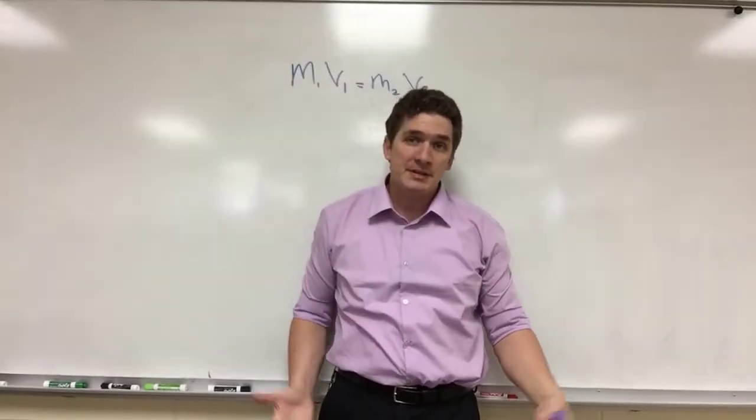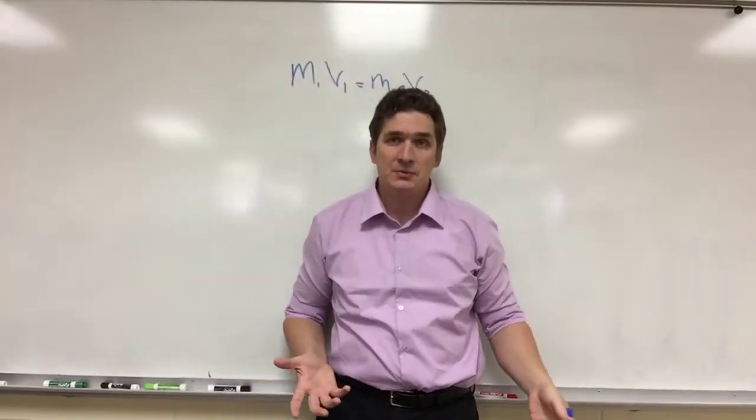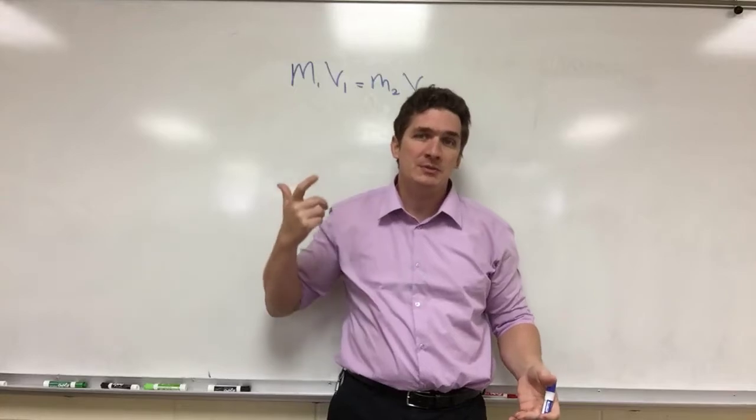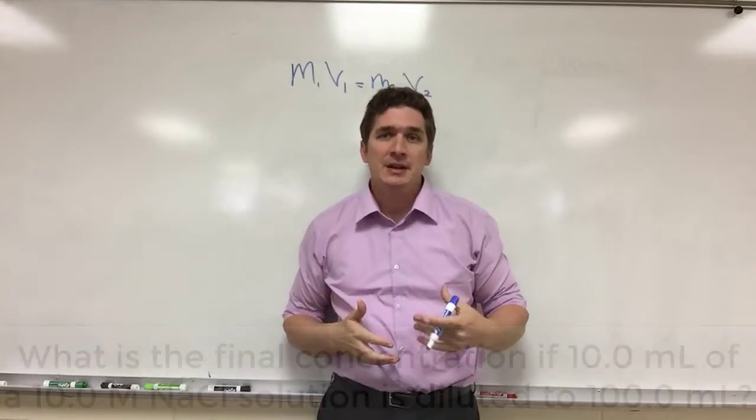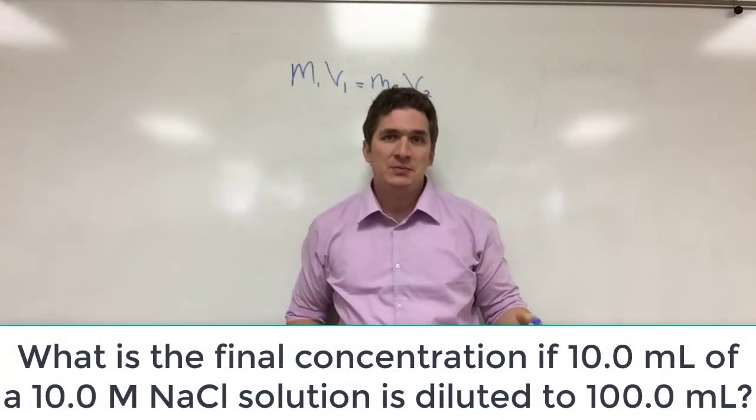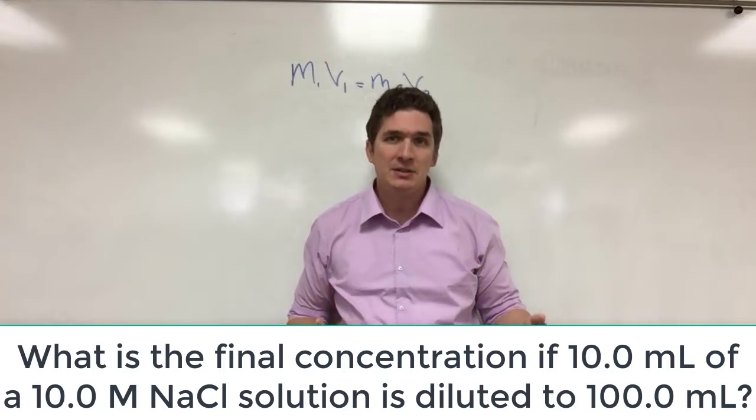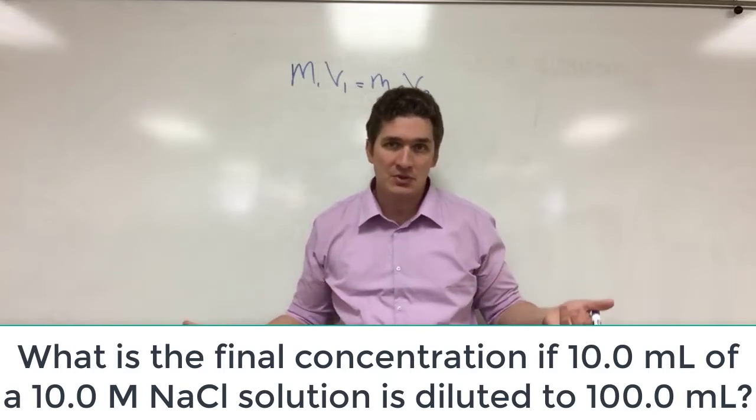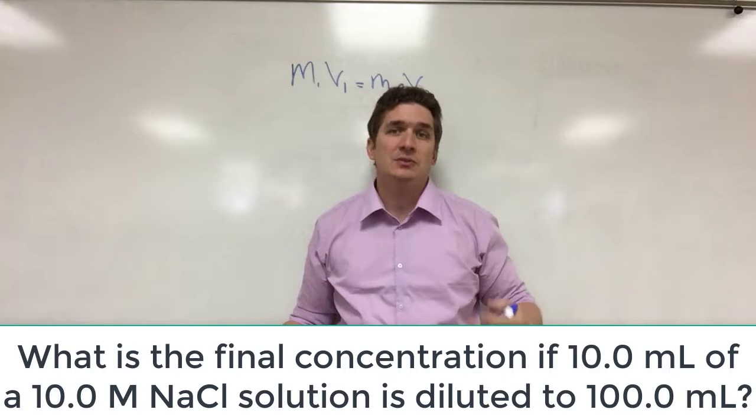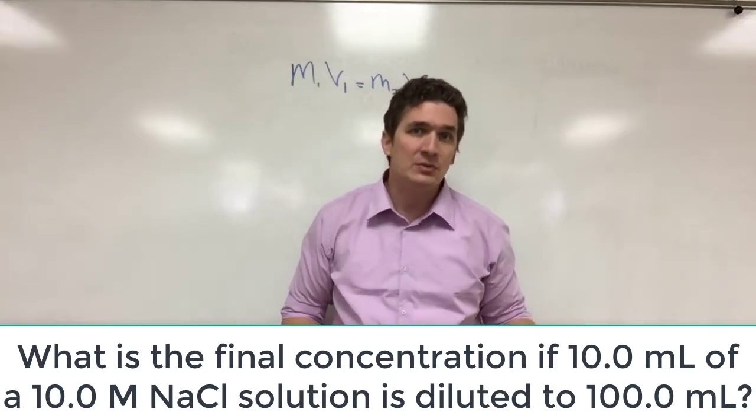So let's work a quick example of working with the dilution formula. So I've got my M1V1 equals M2V2. What I'm going to ask you is, what's the final concentration if we take 10 milliliters of a 10 molar sodium chloride solution and dilute it to 100 milliliters? And this should be a little bit intuitive for you.